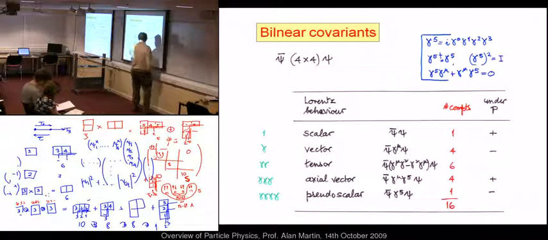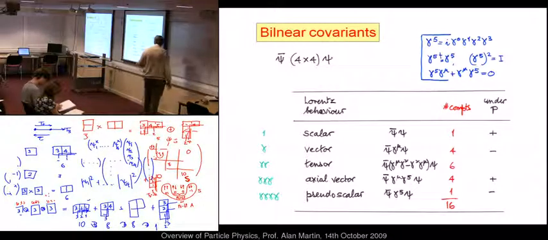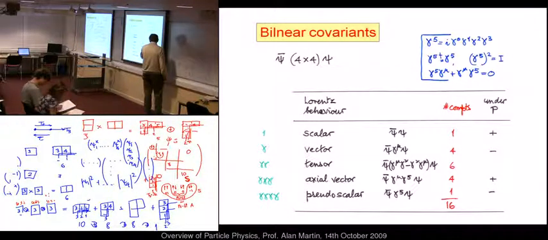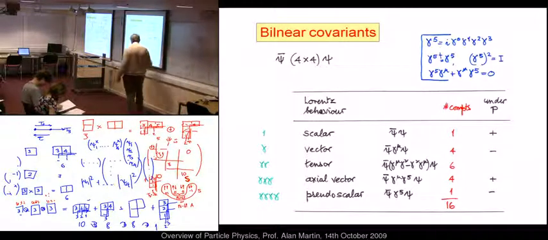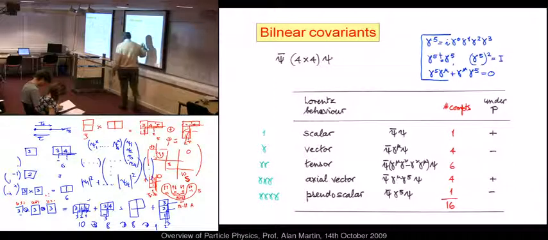If we put in just the identity in here, 1, 1, 1, 1, we get the scalar. We'd have to prove that's a scalar, and that a scalar is positive under parity. That's just one. We're just using one thing in here, just one.